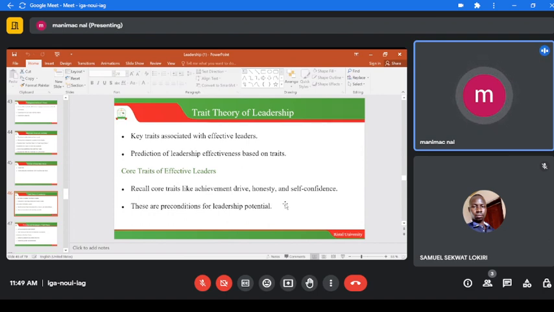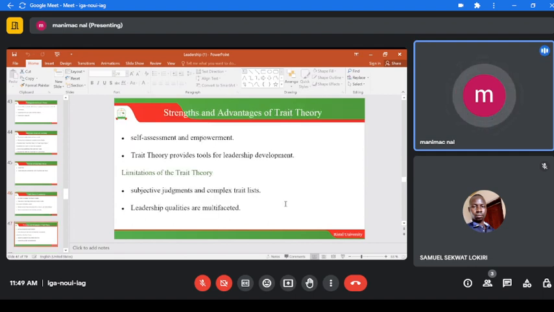The core traits of an effective leader recall achievement and drive. It is where we expect a leader to be honest, and a leader to be self-confident, with self-esteem. These are the preconditions for leadership potential. And what could be the strengths and the advantages of the trait theory?